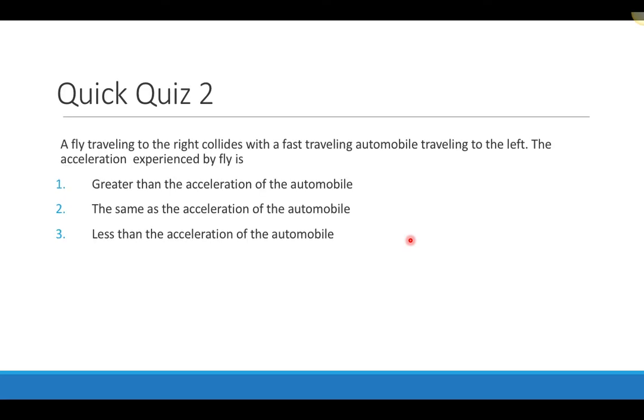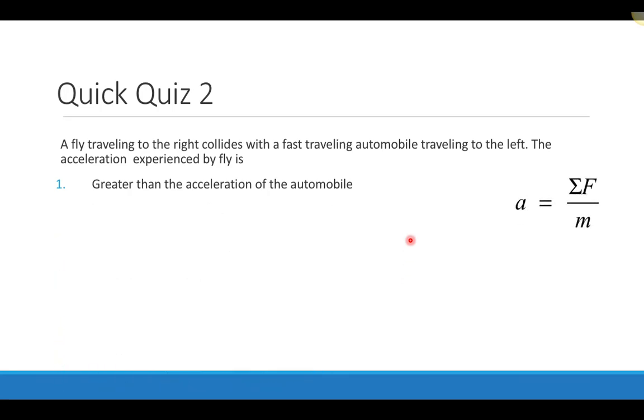Same fly traveling to the right, and we have the fast automobile moving to the left. The acceleration experienced by the fly is, well, they have the same force, but just going back to the previous example with the mother and the child, the fly has a very small mass. So it's going to have a greater acceleration as compared to the automobile, which has a very large mass.